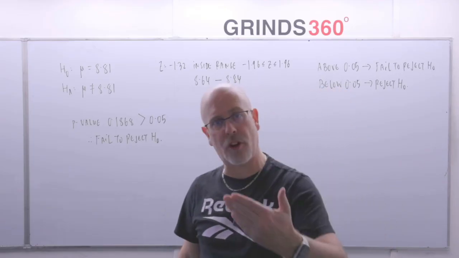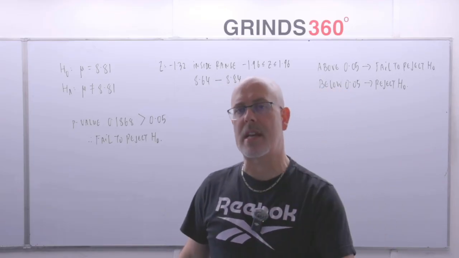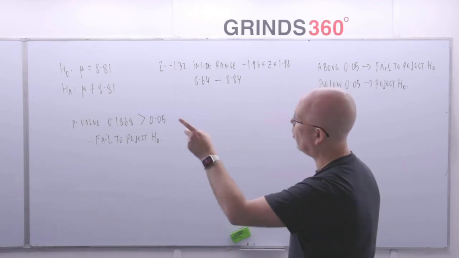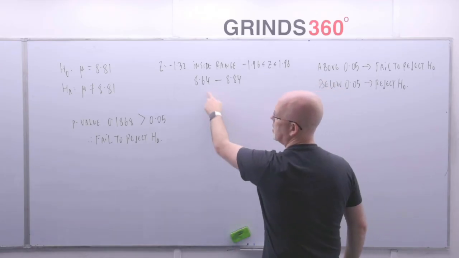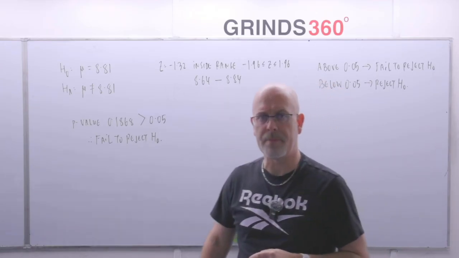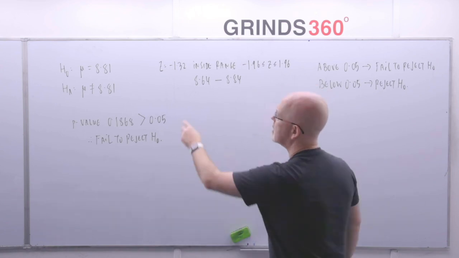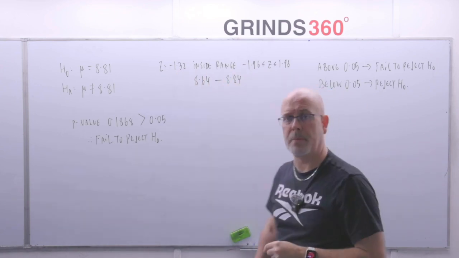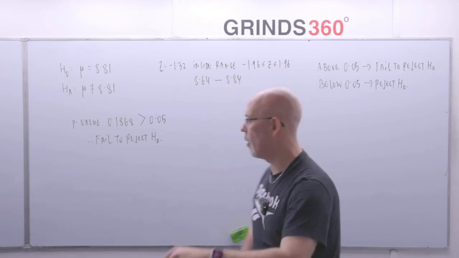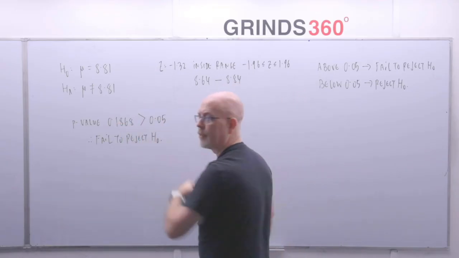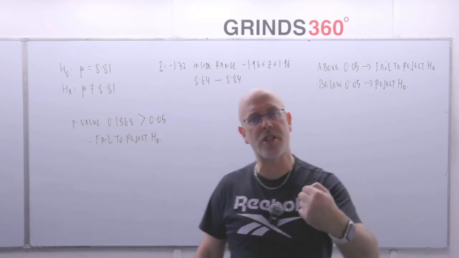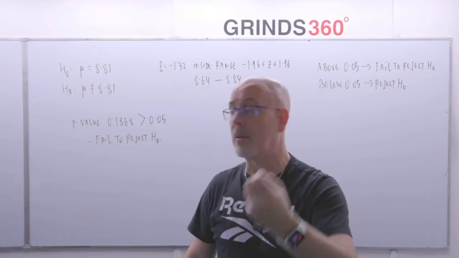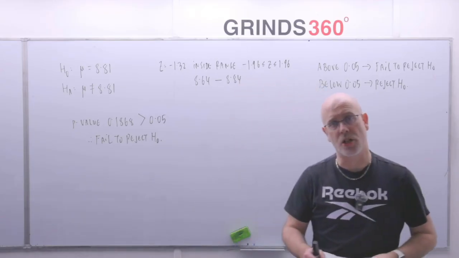So they're just 3 versions of the same calculation. They'll always give you the same result, right? So 8.81 is inside the 95% confidence interval. Therefore, the Z value of minus 1.32 is inside the range plus or minus 1.96. Therefore, the p-value is above 0.05. There are 3 versions of the same calculation. They will all lead to the same conclusion. We fail to reject H0.